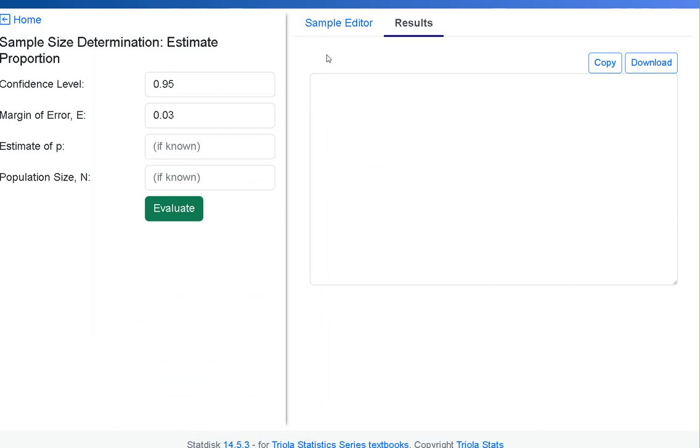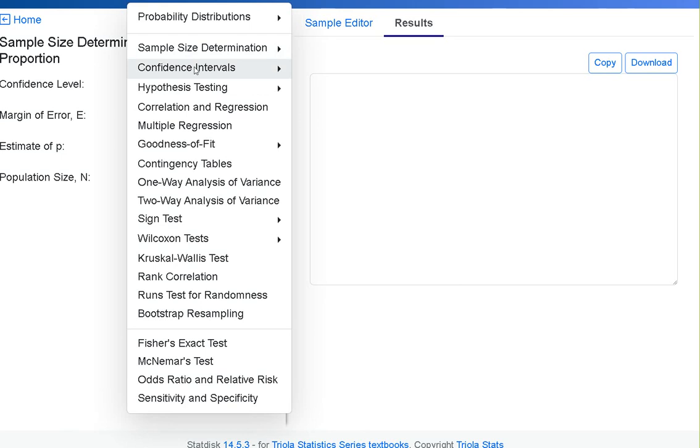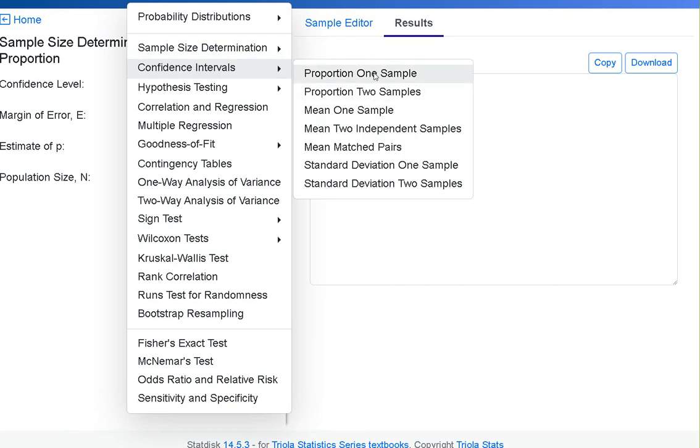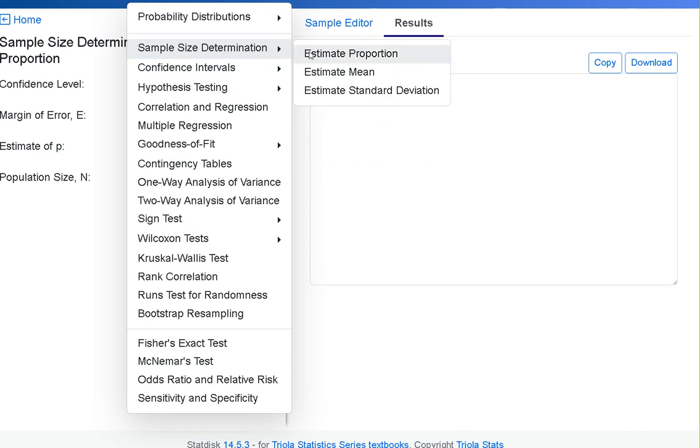Yeah, just for me to know, how would I know when to use one and when to use the other? If you're constructing a confidence interval, you're going to use the first one here, confidence interval. If you're trying to get a sample size, then you use the sample size determination menu. So it depends on what you're going to ask.